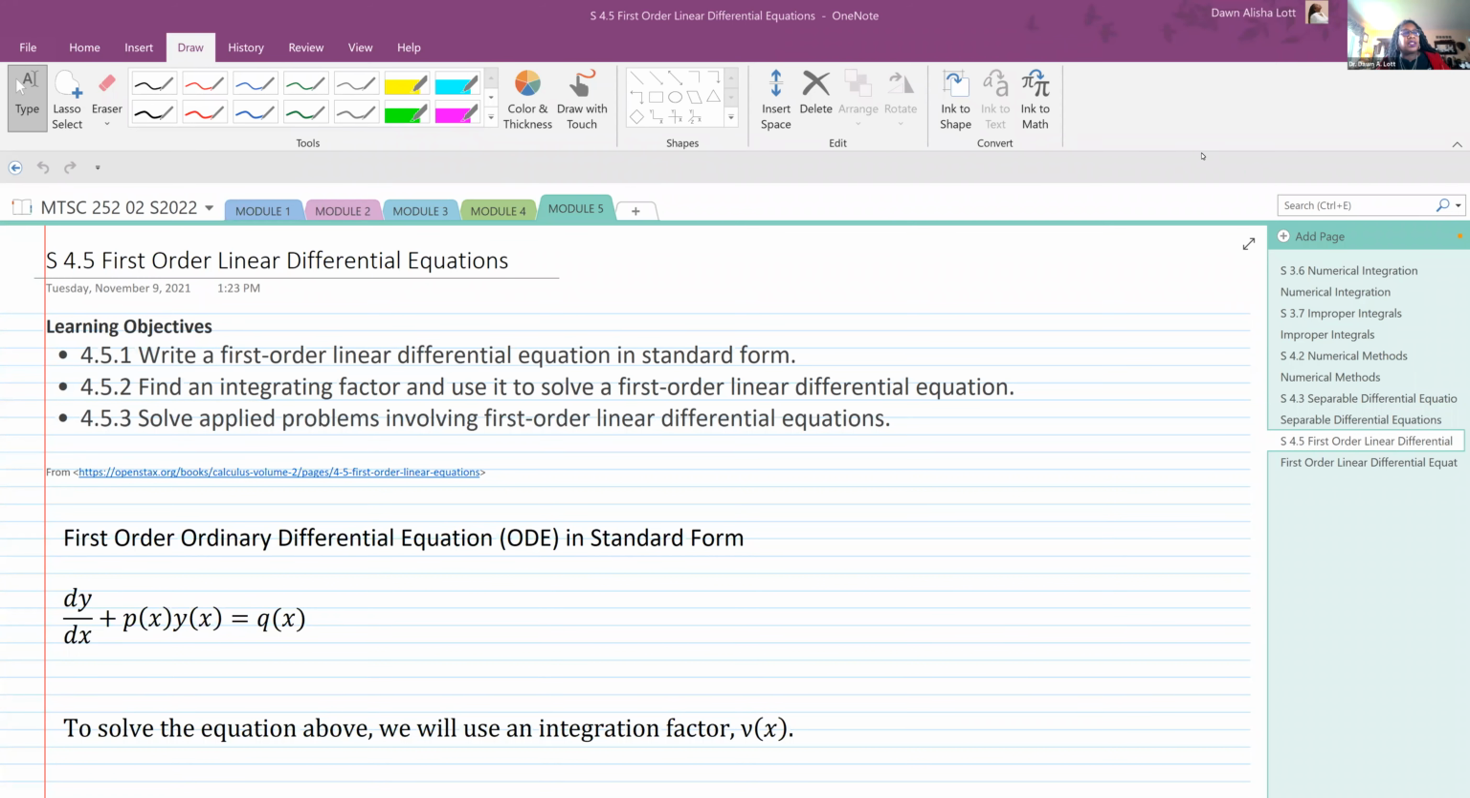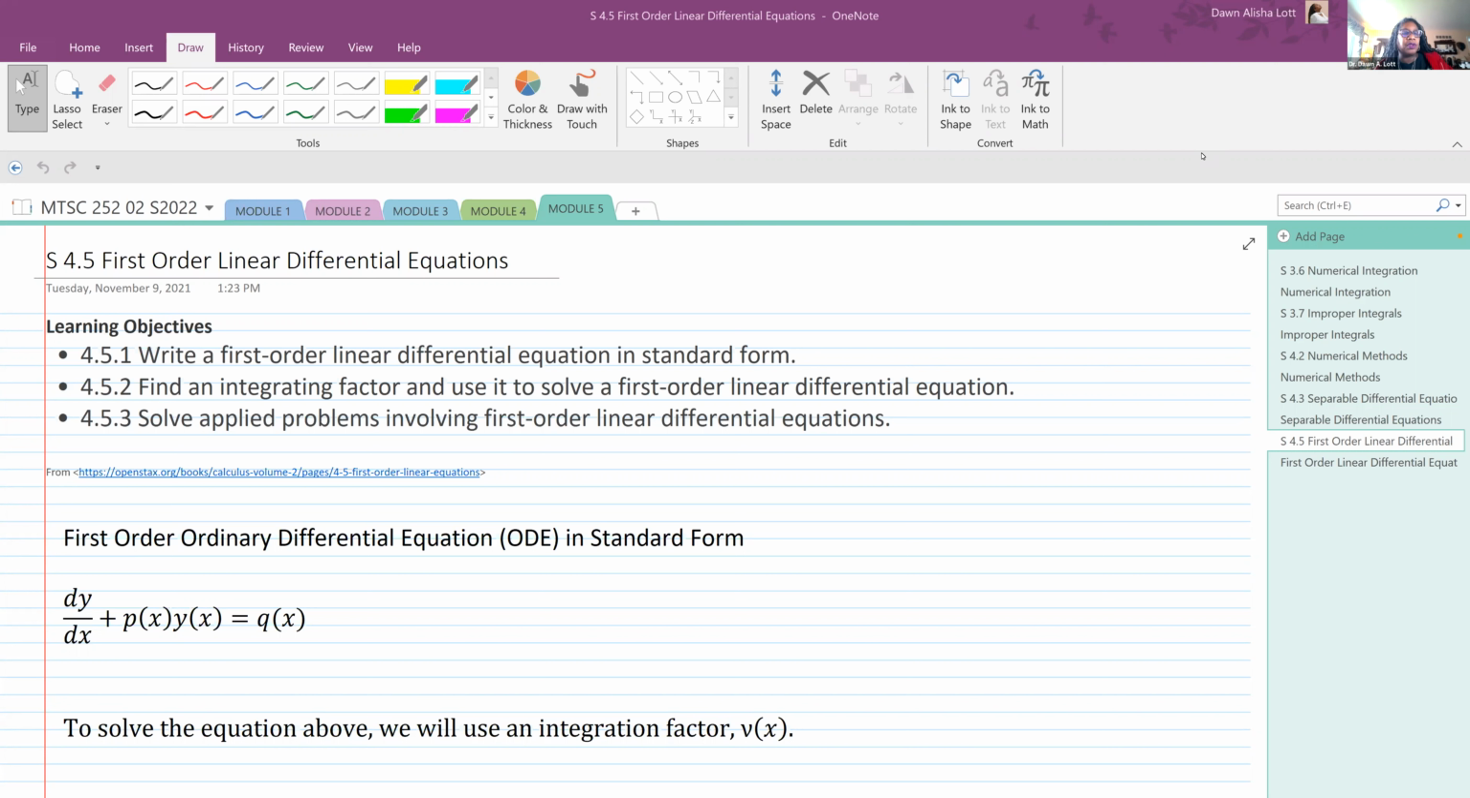Okay, in this section, we are doing first order linear differential equations, and these differential equations have a standard form. So if they are not in the standard form, we need to put them in the standard form, and then we're going to find an integrating factor that's going to help us solve the differential equation.